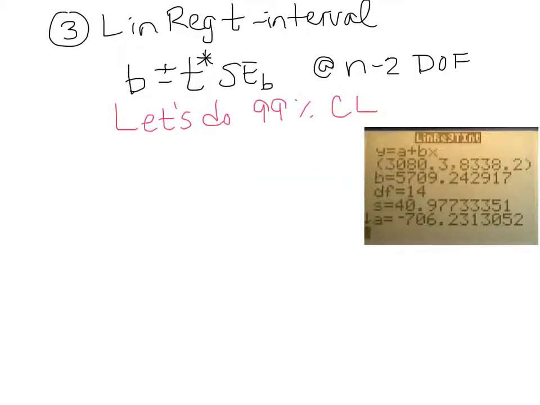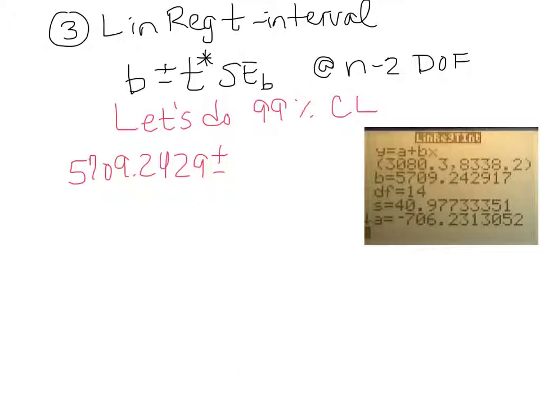So we know that any confidence interval follows the same general setup, that we have a statistic plus or minus a t-star value and a standard error value. And remembering that when doing any linear regression problem, we're going to be using n minus 2 degrees of freedom. So we are going to do a 99% confidence interval for this, and we might as well go ahead and fill in what we know. So we know that our b value was 5709.2429 plus or minus our t-star value.